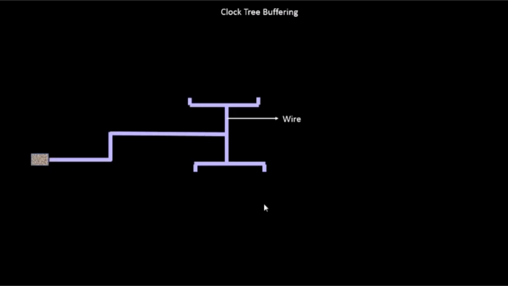Since I'm running out of time, let me briefly introduce what's next. At the end of this analysis, we will know the number of buffers required to control the transition of the clock signal moving from this point to these clock endpoints. The second thing we'll come up with is at what distance the buffers should be placed. We'll cover the clock tree buffering section and the analytical analysis of the wire itself in the next video. Thank you.